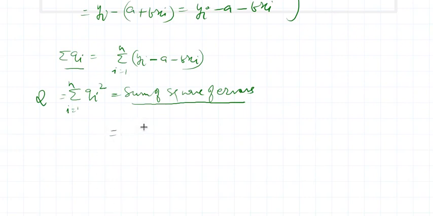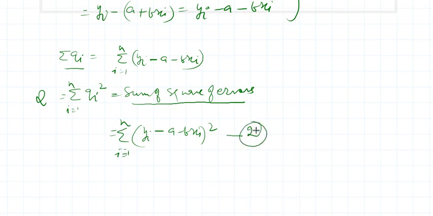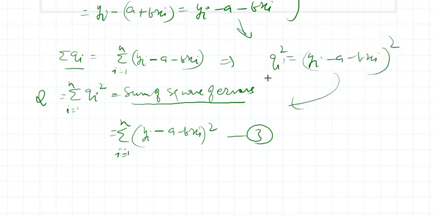So let me define it. It is the sum of yi minus a minus bxi whole square, where i varies from 1 to n. This is the value of Q. This is equation number 3, and from here I can calculate qi square, which can be written as yi minus a minus b xi whole square. Then taking the sum of all such errors, let me call their sum a capital Q.